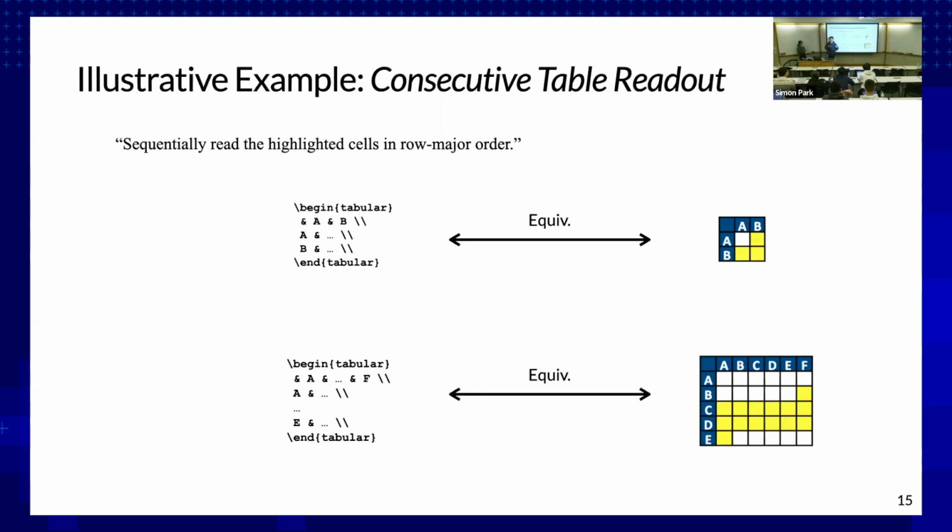An illustrative example we have here is something called the consecutive table readout. We have a table that could either be provided in the LaTeX table format, completely in text, or just an image of that table. And the model is asked to list off the numbers that are highlighted in that table sequentially in row major order.